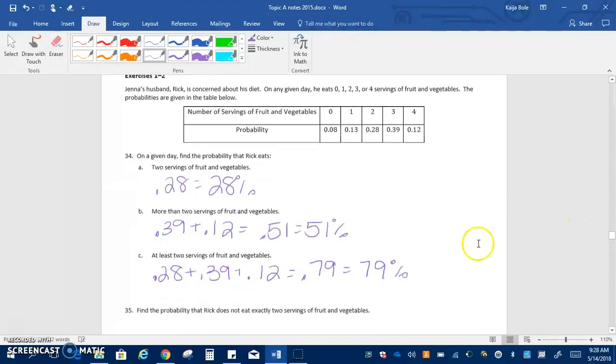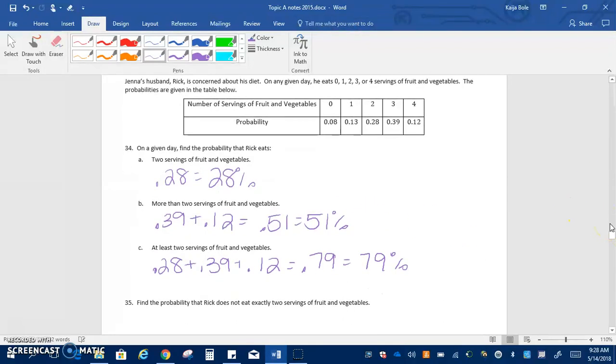Right now here in number 3, it says find the probability that Rick does not eat exactly 2 servings. So that "does not" is our cue that we're going to use 1 minus the actual probability of eating 2 servings, which is 0.28. So 1 minus 0.28 is 0.72, which is 72%.